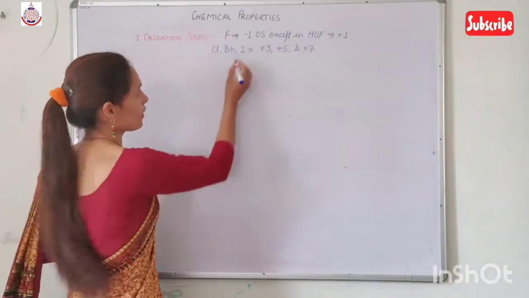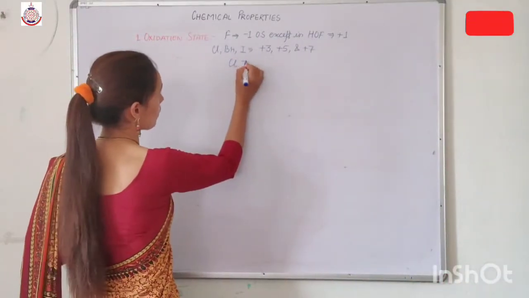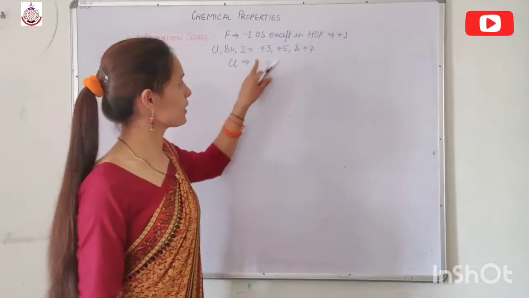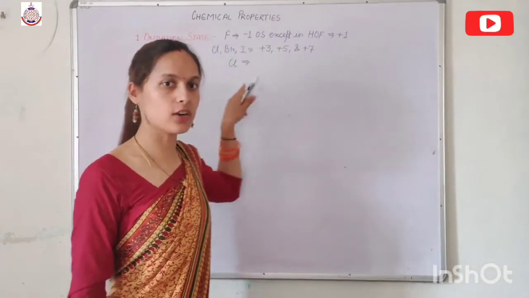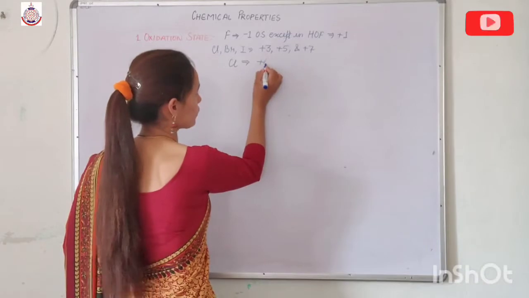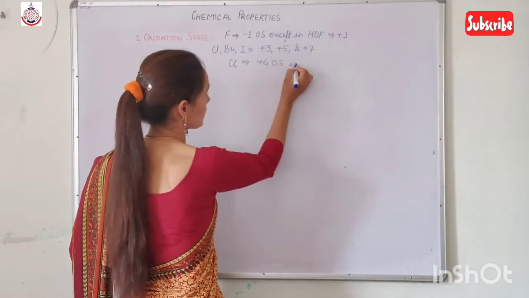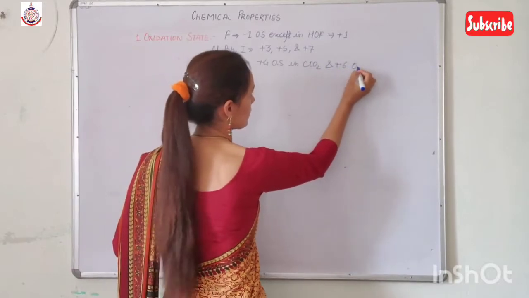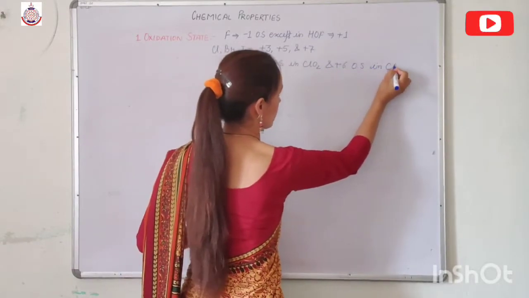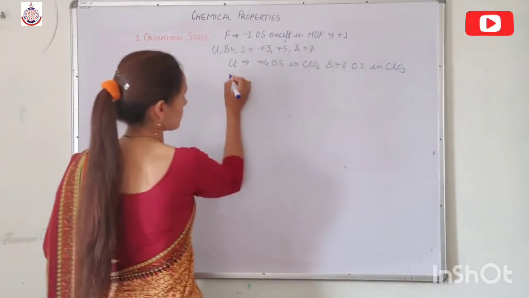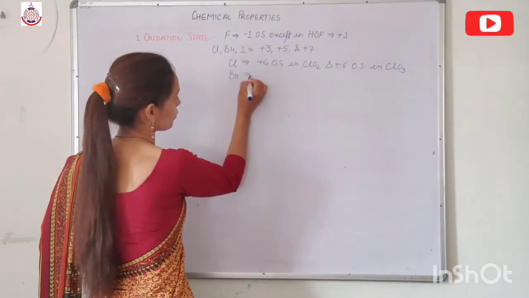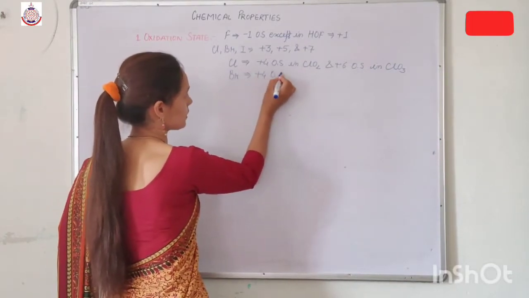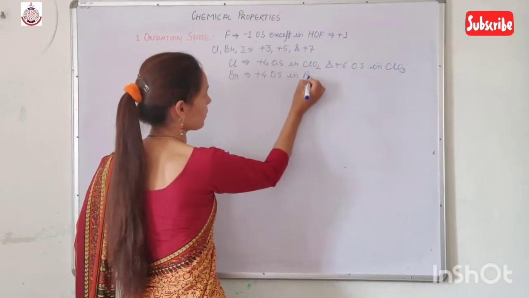And if we talk about chlorine, along with the above oxidation states, chlorine also shows +4 oxidation state in ClO2 and +6 oxidation state in ClO3. Similarly, bromine also shows +4 oxidation state in BrO2.